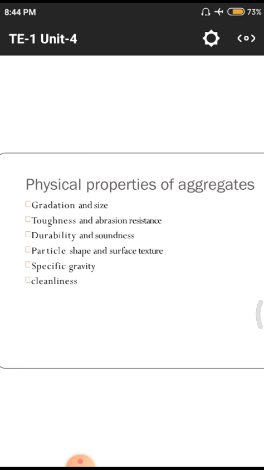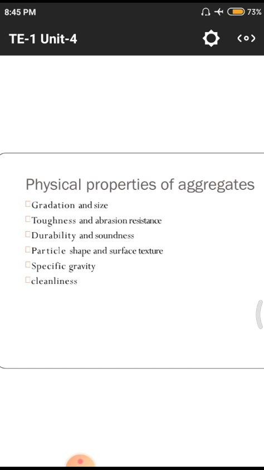Likewise we have different sizes: 40 mm, after that 20 mm, 10 mm, 4.75, 2.36, after that 1.18, after that 0.6, 0.3. Likewise we have different sizes of particles according to these sieves.